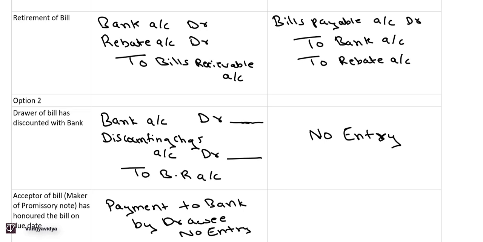Now in case of the drawee, it has honored the bill and made the payment on the due date. So the entry will be bills payable account debit to bank account. Since the payment is made against that bills payable and there will be a reduction in the liability, we are debiting this bills payable account to bank.